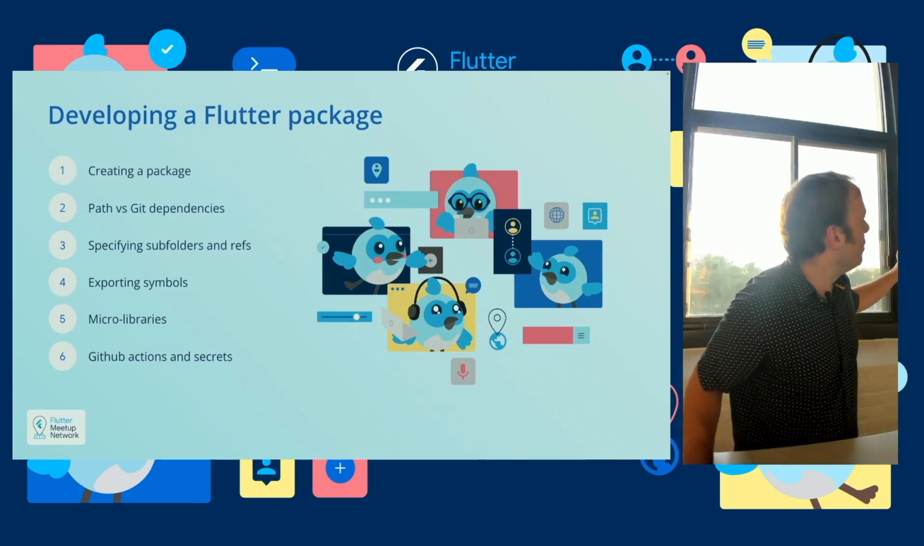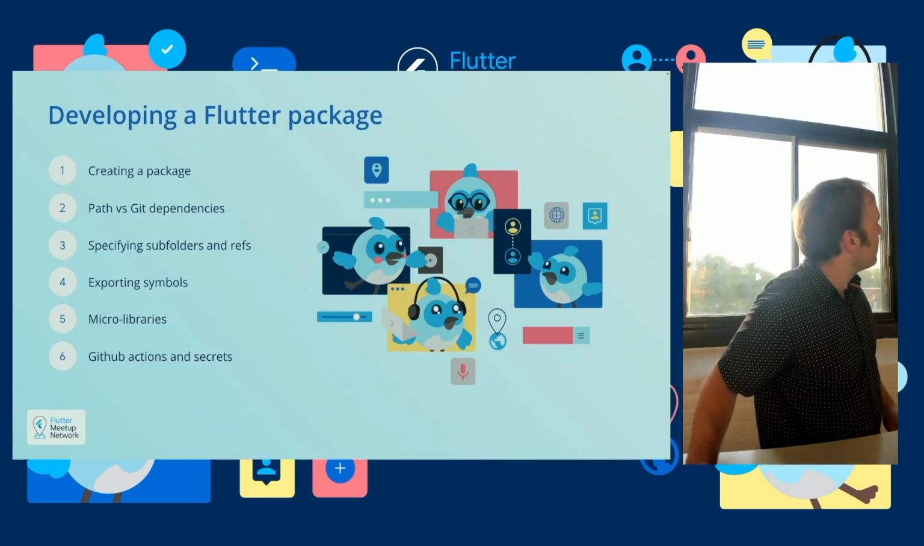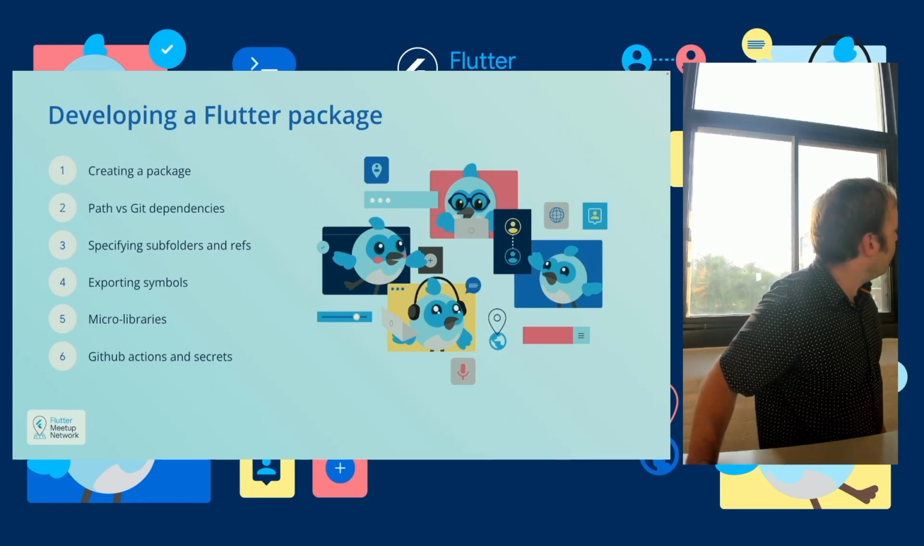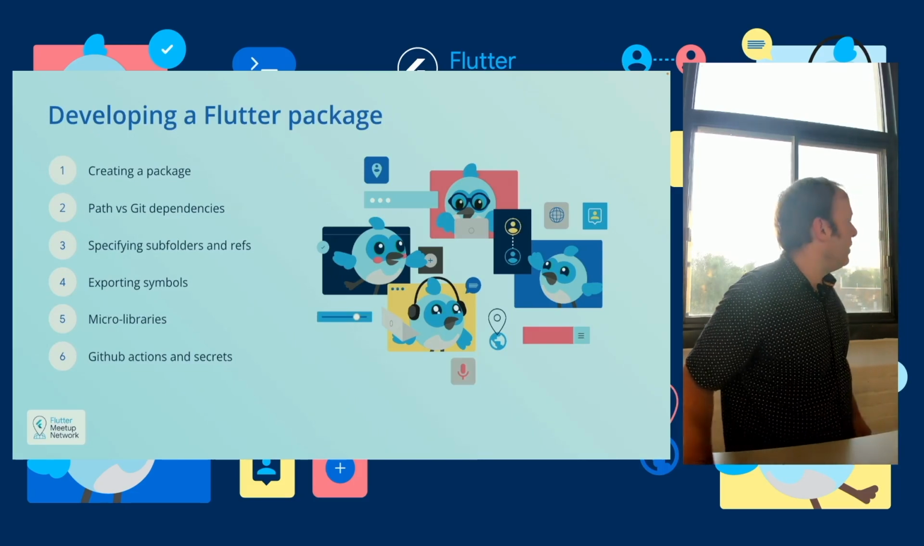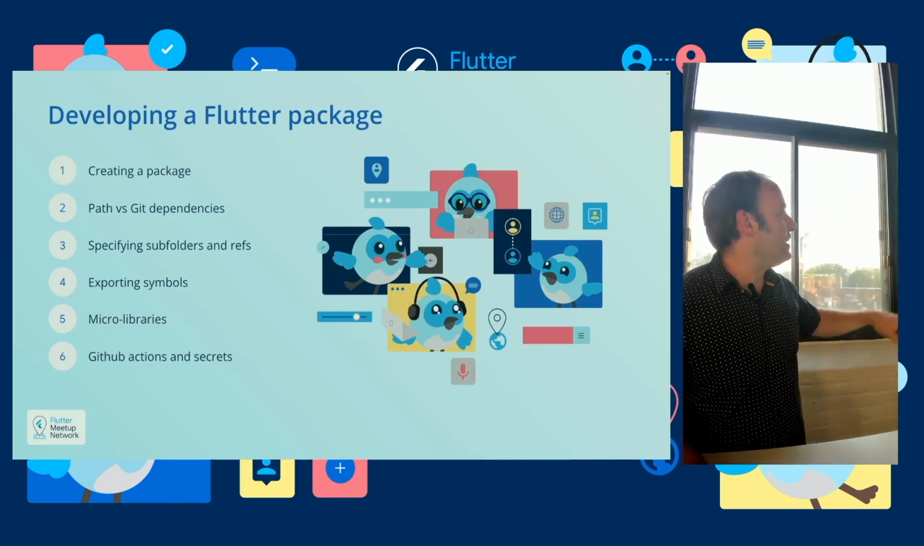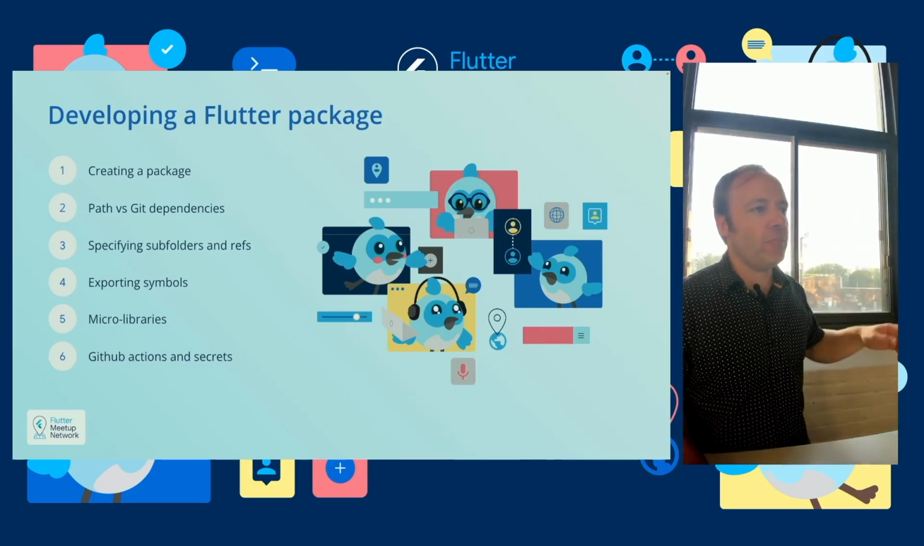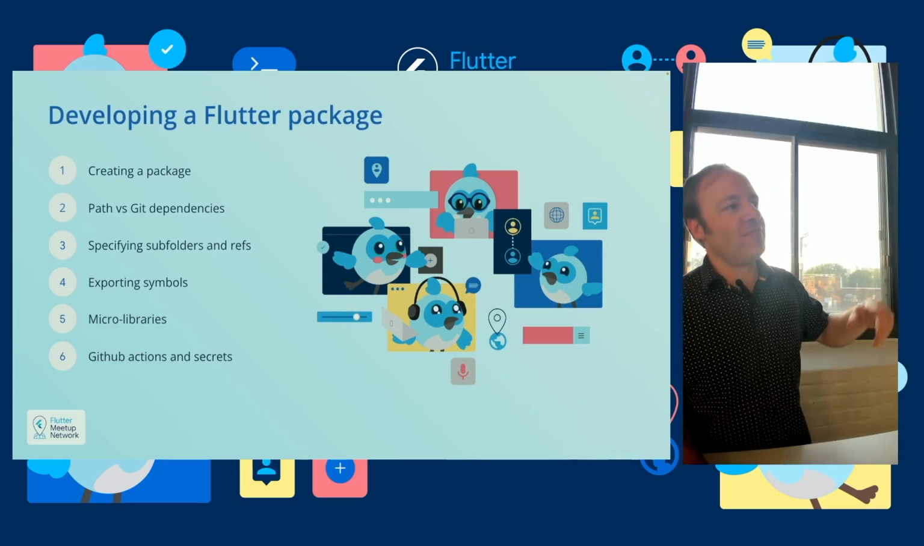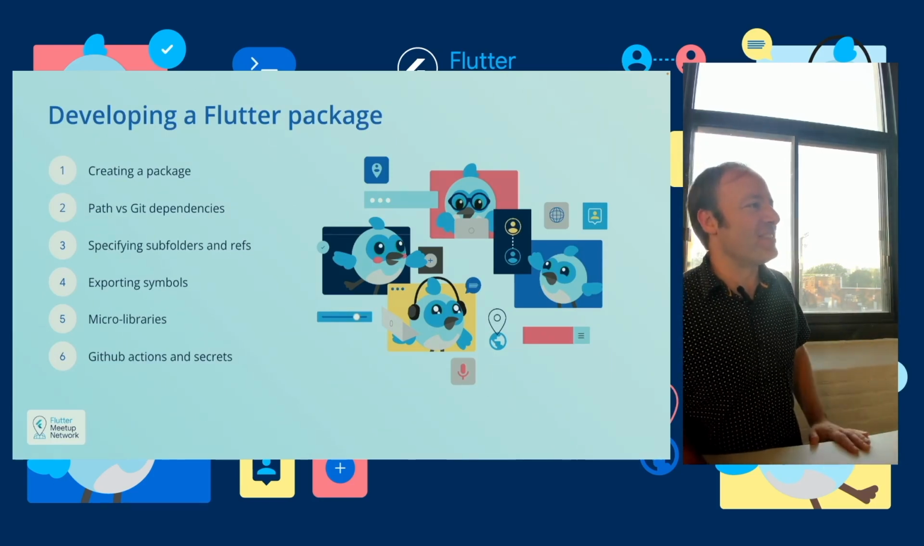We're gonna talk about different kinds of ways to relate to other packages, and also how to organize our package, how to export the different symbols, and then finally we're gonna talk a little bit about how to set up automated builds of your apps that might need some other package.